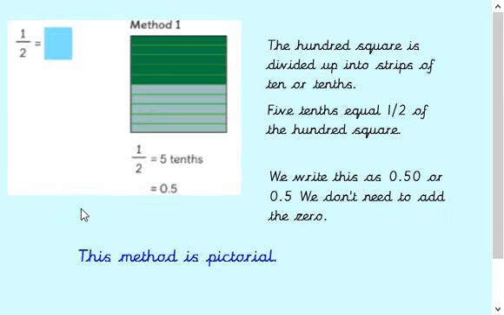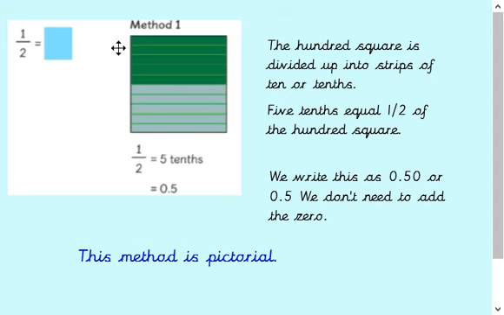The first thing we're going to look at today is how do we look at a decimal number or a decimal equivalent to 1/2? You can see that here I've got a number square, a 100 square. There are 100 squares within this larger square, and you can see that what we've done is divided them up into strips of 10 or tenths. So there would be 10 of these strips of tenths in the whole number, and we know that anyway because 10 lots of 10 would normally equal 100, so there's a big link there.